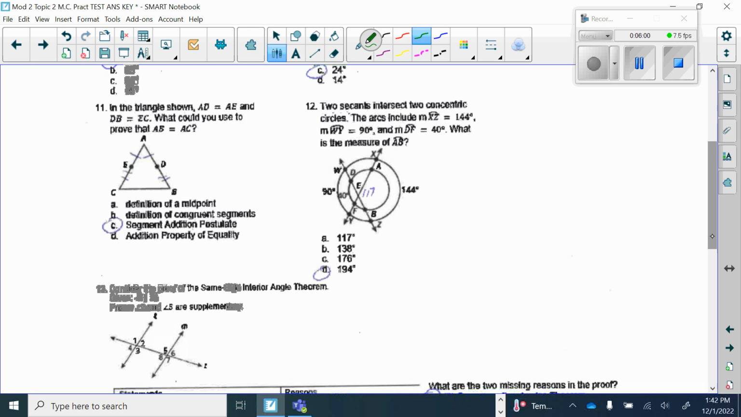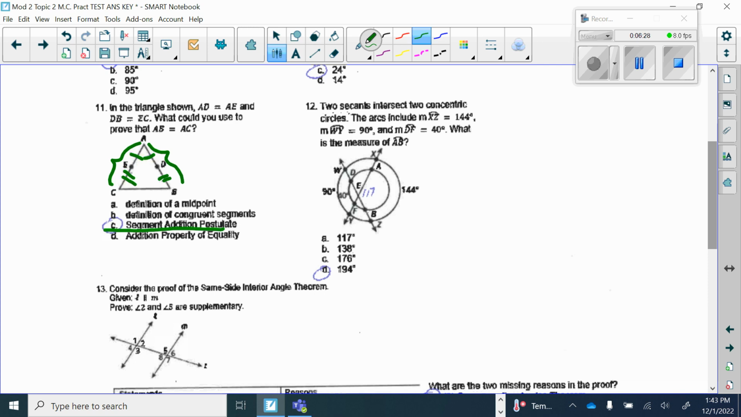In the triangle shown, AD equals AE. Remember, you put that for your hash marks. DB is congruent to EC. What could you use to prove that the length of AB equals the length of AC? Segment addition postulate. If I add these two segments together and those two segments together, then I would get AB and AC.